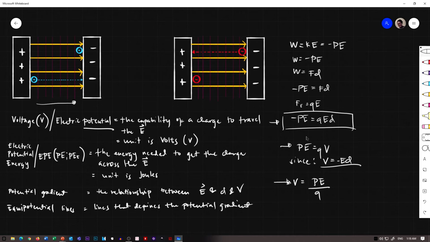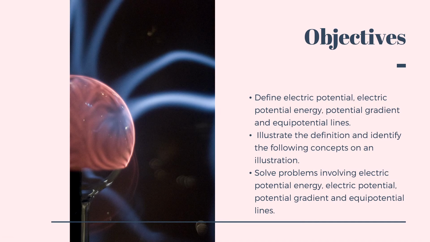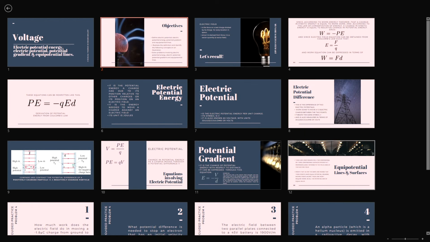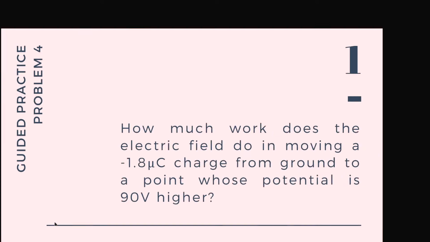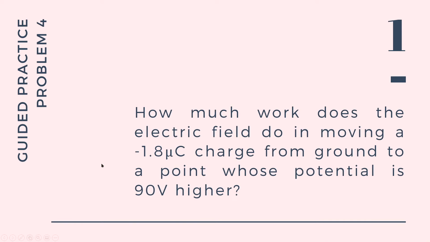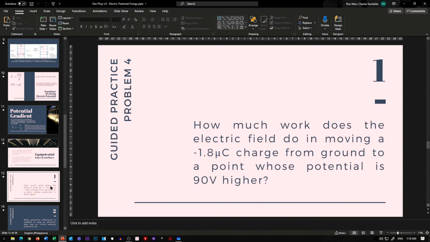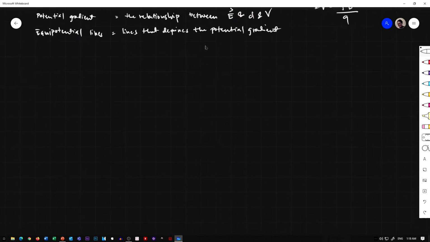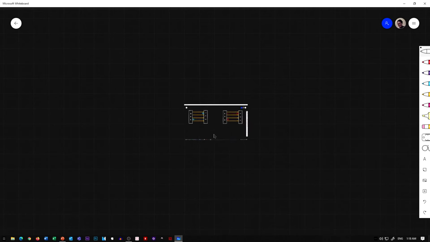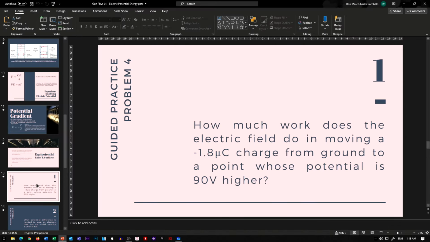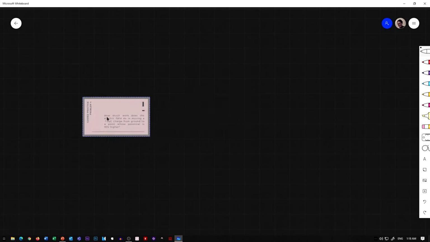All right, so let's proceed on to guided practice problem 1. Yeah, here. So the first problem would be, how much work does the electric field do? How about we just proceed on this one, and then let's just place it here so we can proceed on solving it. Okay, so here's our first problem.